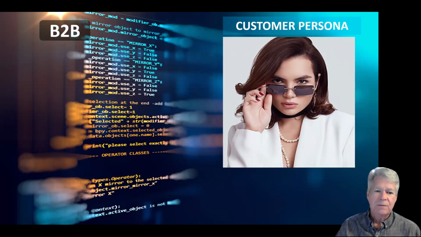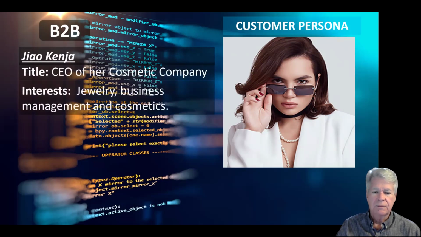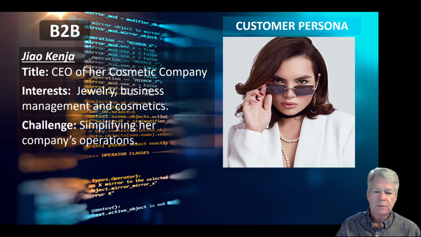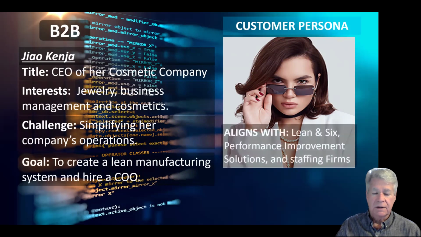This is for a B2B business. This is Zhao Kinja. She's CEO of her company. It's a cosmetic company. Her interests include jewelry, business management, and cosmetics. Her challenge is simplifying her company's operations. Her goal is to create a lean manufacturing system and hire a chief operating officer. This aligns with Lean and Six Sigma, performance improvement solutions, and staffing firms.